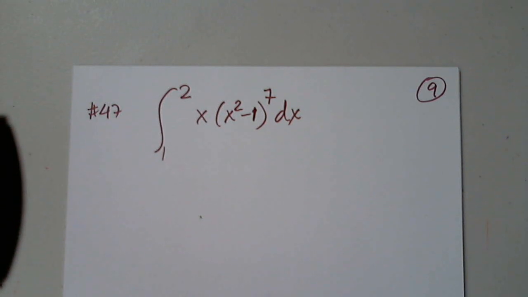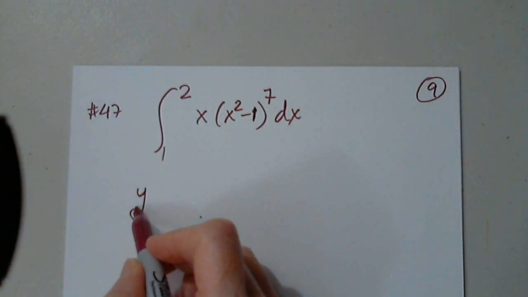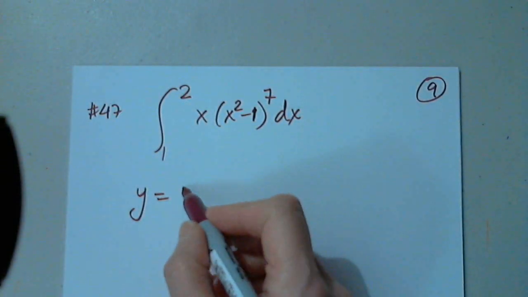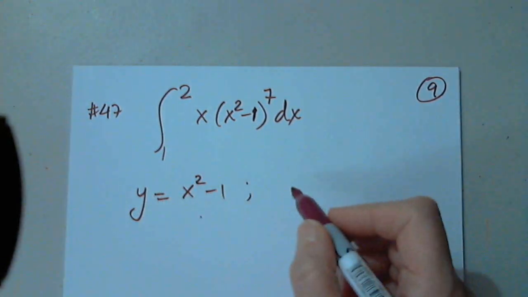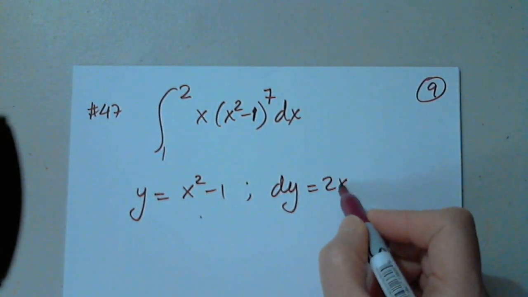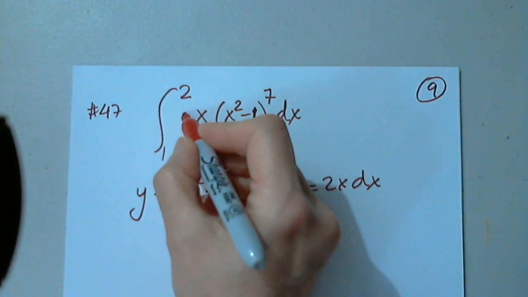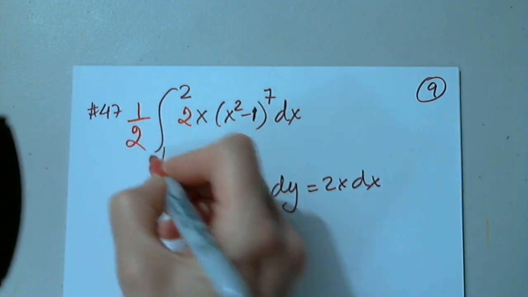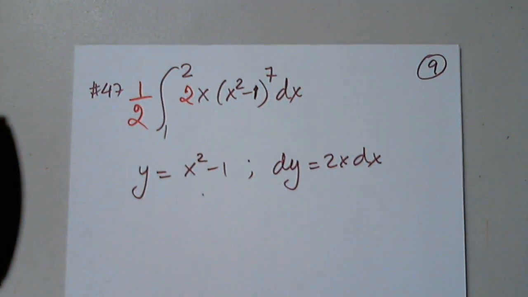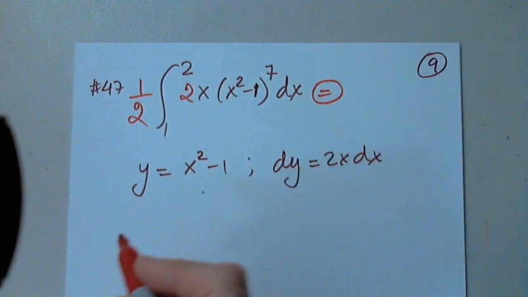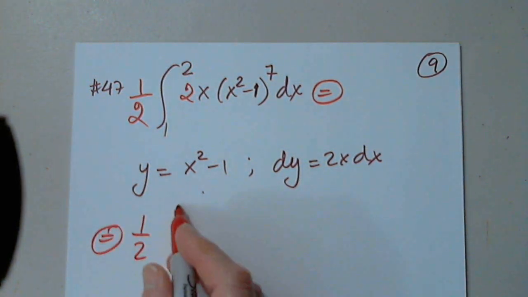Everything the same as we just did it. Of course, I'm going to use the same y to make my life easier, y equals x squared minus 1. I know you're going to say that dy equals 2x dx. And I know you're going to tell me you don't have the 2. Okay, no problem. The 2 I can always make up. 2/2 is 1. I know you're going to say write 1/2 in front.